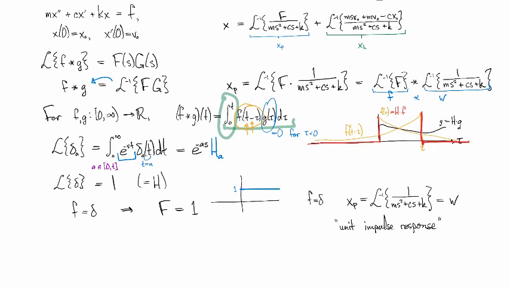And the lovely thing is that it can actually be recorded in a lab empirically just by measuring the outcome of what happens when you slap the box. So you can experimentally determine the unit impulse response. And that has lots of interesting applications.